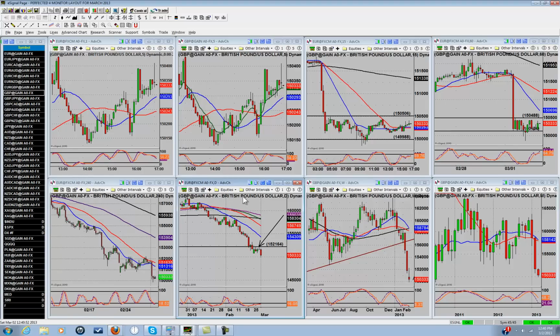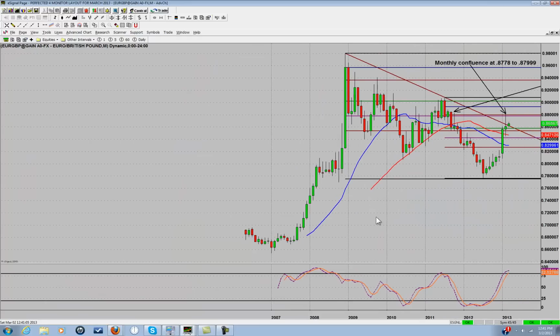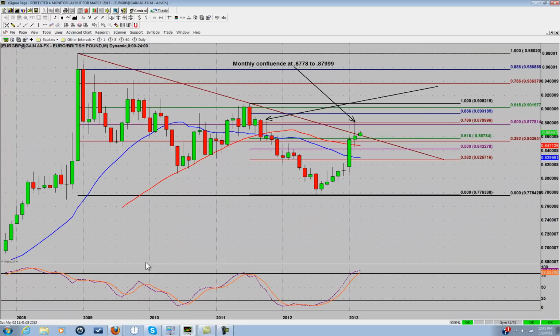Slaughtered. Great word. Okay. So after the pound, we could come over and take a look at the euro pound and see what's going on between these two. The euro pound is, we've got right over here, there was a beautiful triangle that was forming on the monthly euro pound.